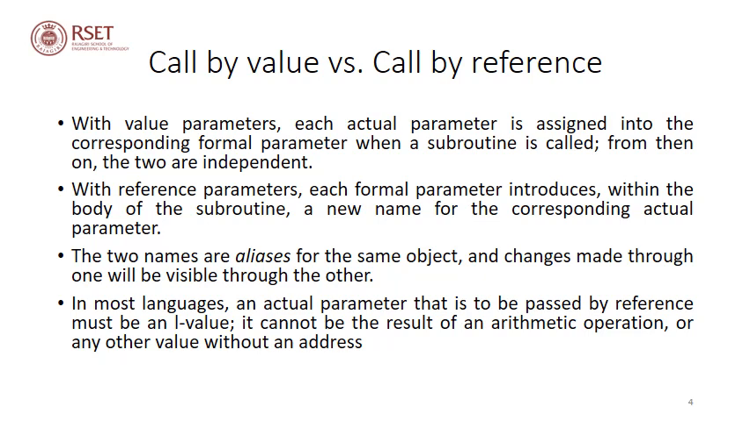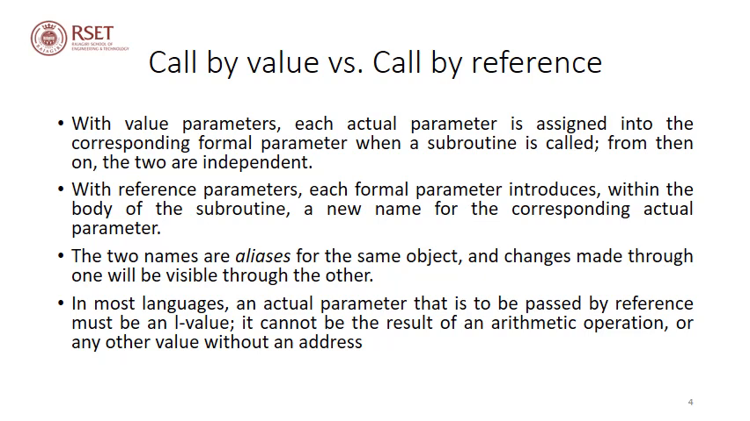With value parameters, that is when you're following call by value, each actual parameter is assigned into the corresponding formal parameter when a subroutine is called. From then on, the two are independent. That is, the changes made to the formal parameters will not be reflected in the actual parameters in the case of call by value.